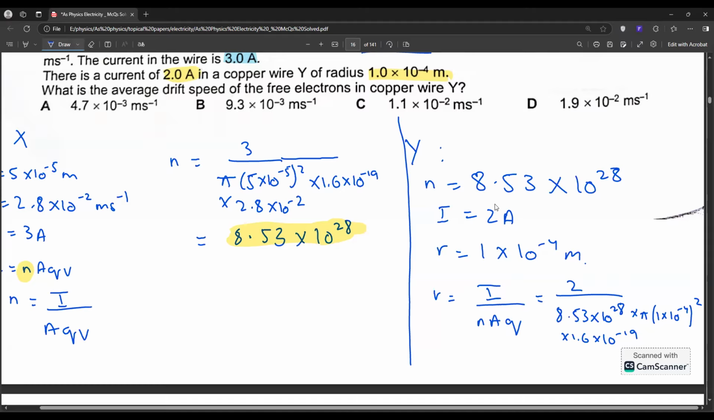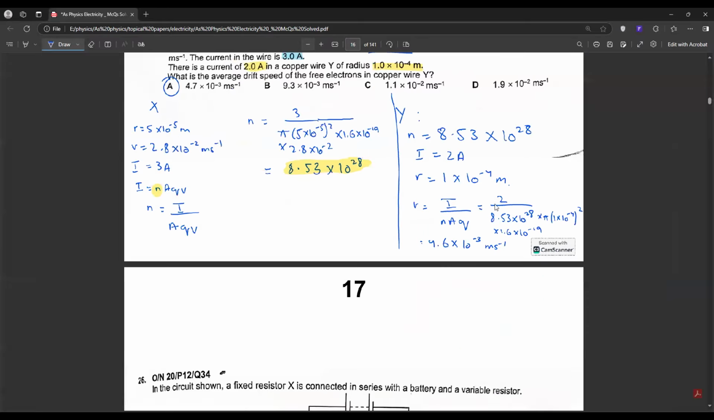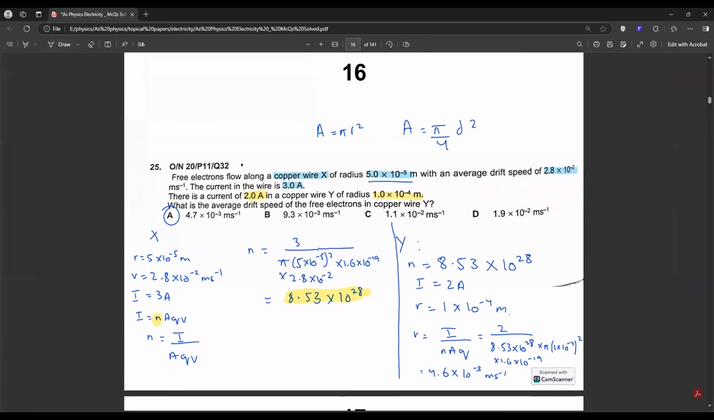Take a whole square here and then multiply it by what? Multiply it by 1.6 into 10 raised to the power of minus 19. This answer comes out to be 4.6. The answer for velocity comes out to be 4.6 into 10 raised to the power of minus 3 ms minus 1. So that is closest to option A. The answer to 16 in the marking scheme is also A. We have correctly calculated this.